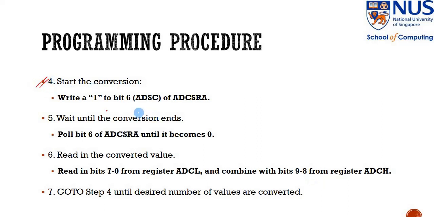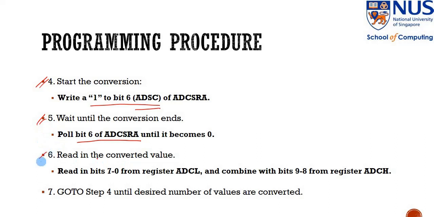To start the conversion, we write a 1 to bit 6, which is the ADSC, analog to digital start conversion bit of the register. And I then need to wait. As we saw in the earlier slides, I need to wait a few microseconds for the conversion to be complete. How do I know it's complete? I have to poll bit 6 again. Once I write a 1 to bit 6, the ADSC bit, it will remain 1, and when the conversion is complete, it will become 0. So I keep on polling the bit, and once it is done, I can read in the converted value.